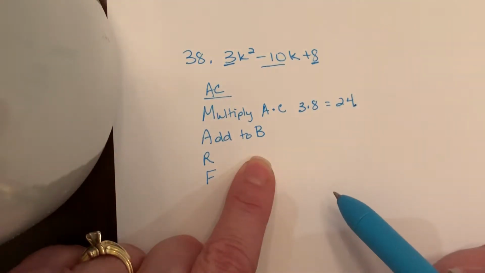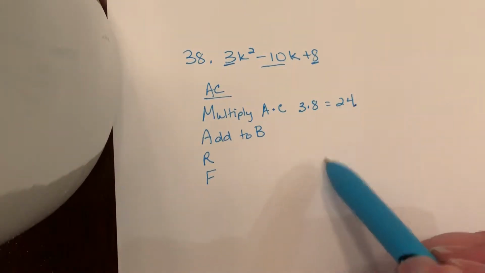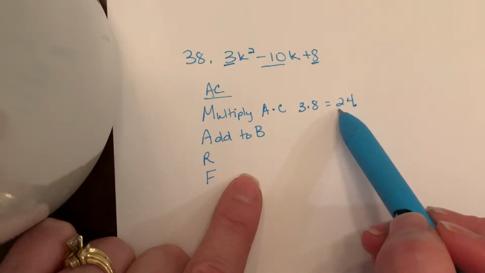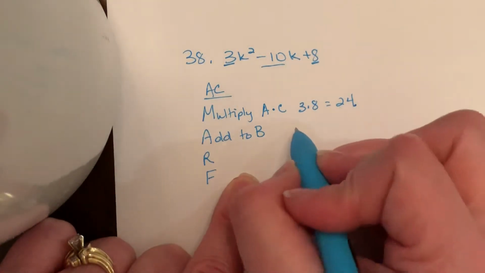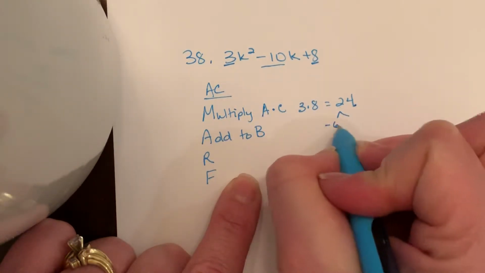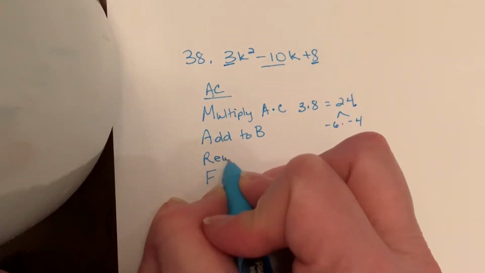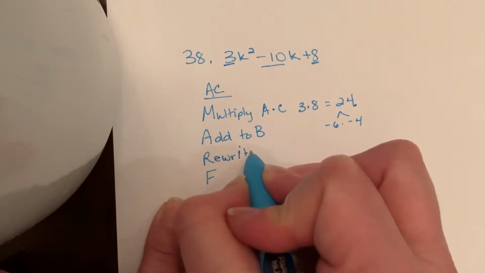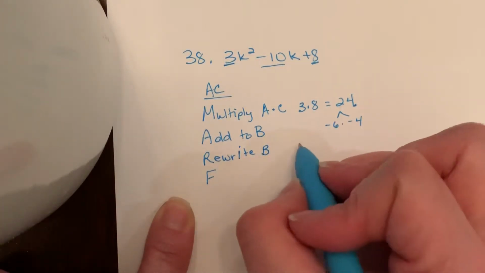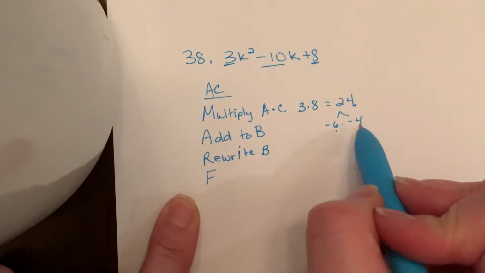1 and 24 won't get it. Negative 2 and negative 12 don't get it. Negative 3 and negative 8 add to negative 11. Negative 6 and negative 4 add to negative 10. So we're going to have negative 6 and negative 4. R stands for rewrite B using the factors. All right, so we're going to rewrite this negative 10k using negative 6 and negative 4.